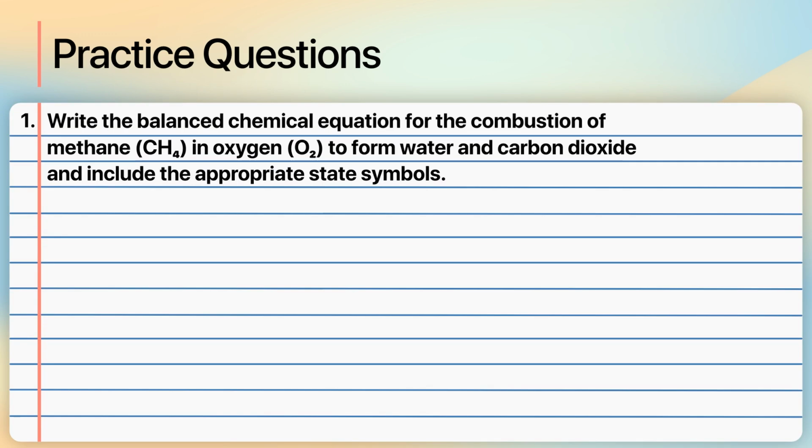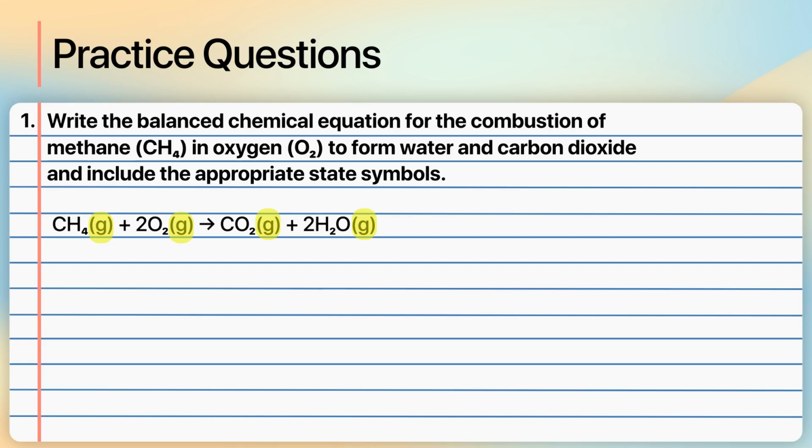Let's dive into some GCSE level questions to apply our understanding of state symbols in chemical equations. Our first question is, write the balanced chemical equation for the combustion of methane in oxygen to form water and carbon dioxide, and include the appropriate state symbols. The balanced chemical equation with state symbols is shown here. Here, methane, CH4, and oxygen, O2, are both gases, indicated by g. The products, carbon dioxide, CO2, and water vapor, H2O, are also in the gas state, hence the g symbol.